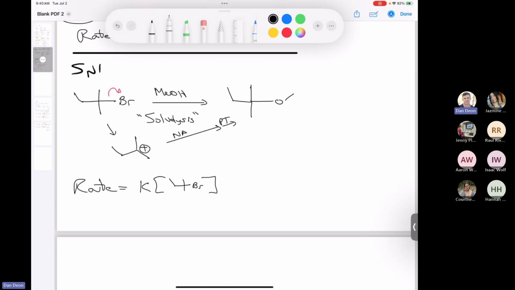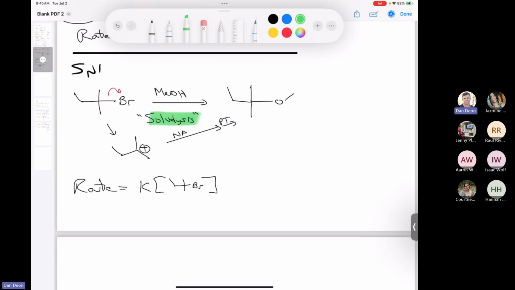So if I was to change the concentration of the methanol, is that going to have any effect on the rate of the reaction? If I change the methanol concentration, will that do anything? No, it does nothing to it whatsoever. Okay, so that's an SN1 reaction. That's a solvolysis reaction. And remember, it's a unimolecular process.